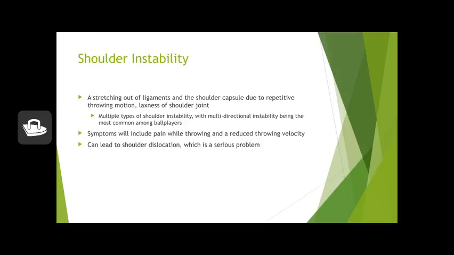There's multiple types of shoulder instability, but the most common among baseball players is multi-directional instability, which just means that the shoulder will be unstable going forwards, backwards, and side to side, not just one particular way. Symptoms will include pain while throwing and a reduced throwing velocity. And shoulder instability can be dangerous because it leaves the athletes much more prone to shoulder dislocations.